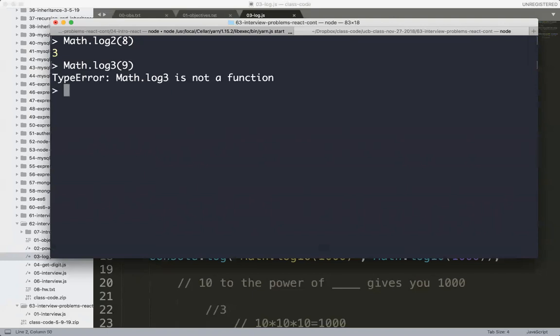Nope. Okay. What other logs do we have? There's log10, log2, log1p. I don't know what that means. Okay, well, we have log2, so that's good. Just so you know.